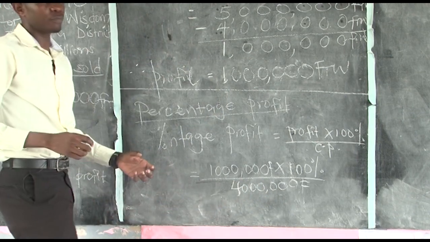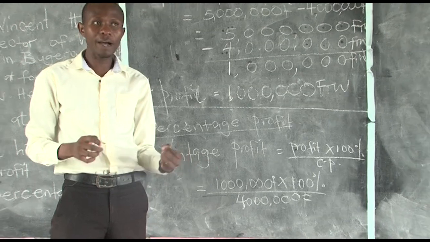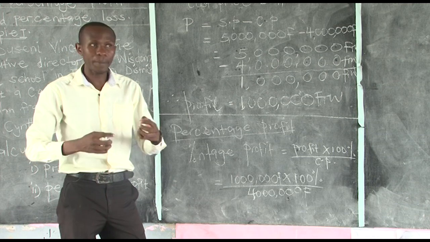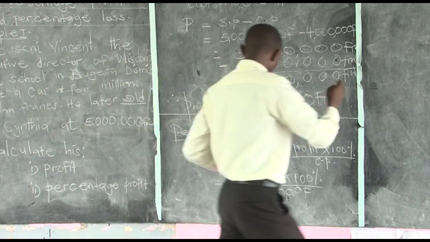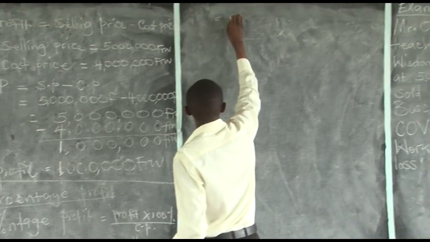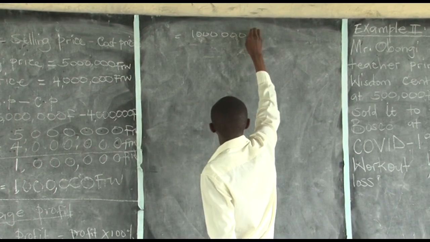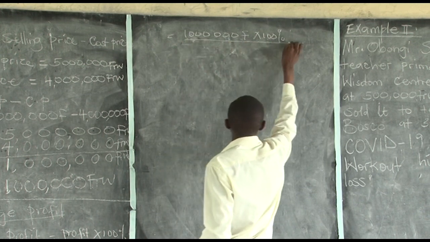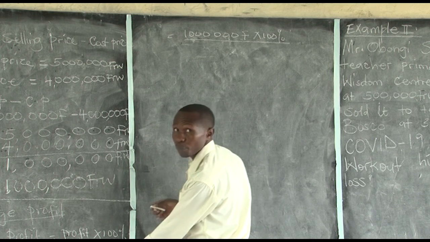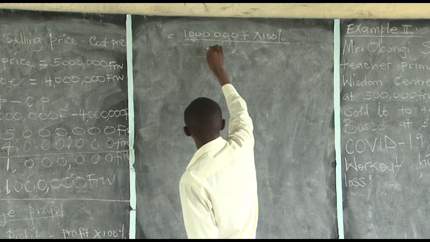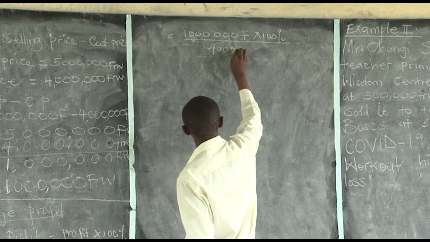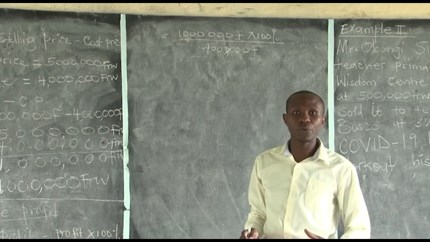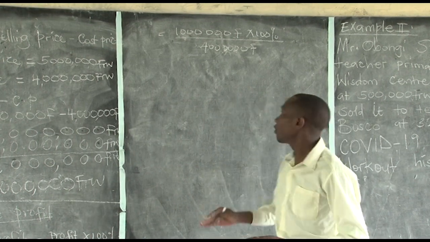1, 2, 3, comma. So if we put out of 4 million francs, we have to go now furthermore to convert everything into percentage. So I'll continue with my question. I'll copy the way it is. As 1 million francs times 100% divided by the cost price, and the cost price is 4 million. So I'll say out of 4 million. Remember, 4 million, the cost price is also pairing the unit of francs.